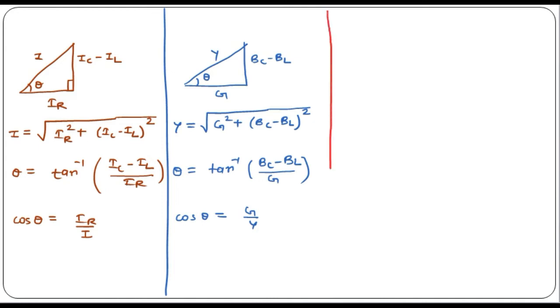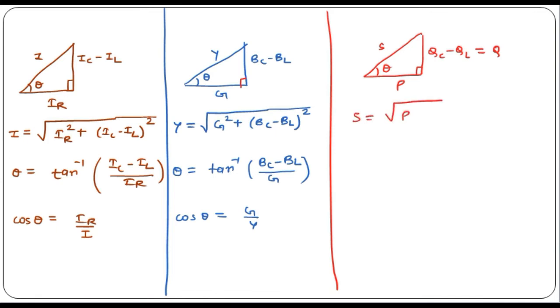Okay, now let us draw the power triangle. So this is the active power P, and this is QC minus QL. Let us consider this as Q. So this is total apparent power S, angle is theta, this is 90 degree, and this is also 90 degree. So this S is given by square root of P square plus Q square. Theta is given by tan inverse of Q by P, and the power factor, that is cos theta, is given by P by S.